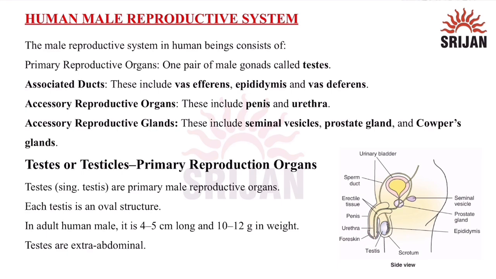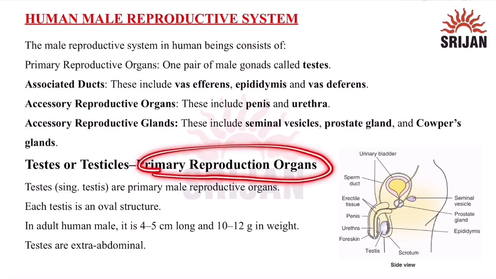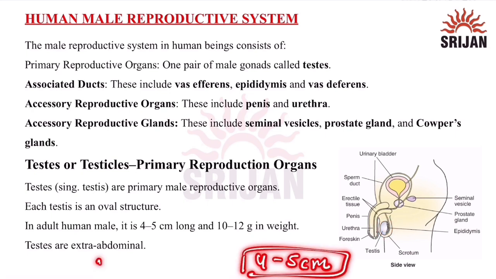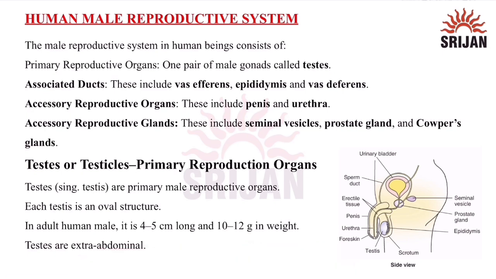Accessory reproductive glands include the seminal vesicle, as you can see over here, the prostate gland over here, and Cowper's gland. Now, testes or testicles are the primary reproductive organs. Each testis is oval in structure, 4 to 5 centimeters long, and has a weight of 10 to 12 grams in an adult human male.